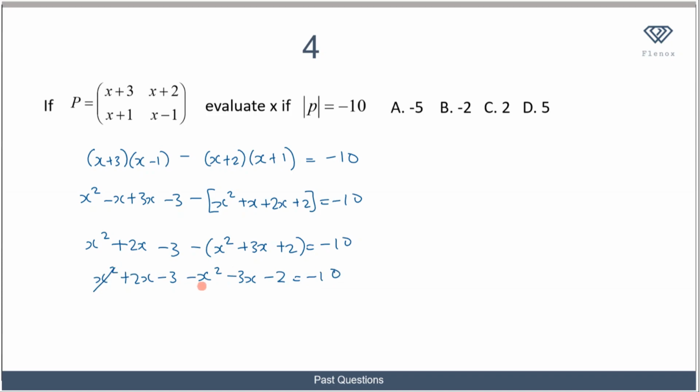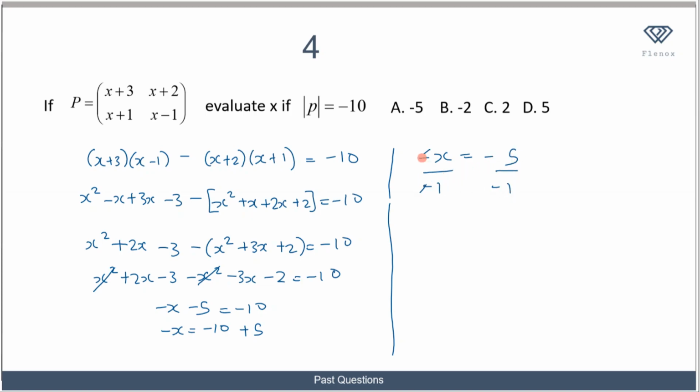So x squared cancels minus x squared. So I'm left with 2x minus 3x. 2x minus 3x is minus x. And minus 3 minus 2 gives me minus 5. So minus x minus 5 is equal to minus 10. So minus x will be equal to minus 10 plus 5. What is minus 10 plus 5? That will be minus 5. And if I divide both sides by minus 1, my x value is equal to 5. So the correct option is option D. The value of x is 5.